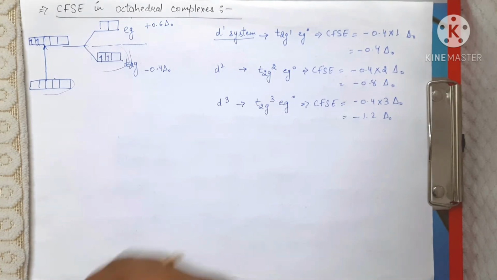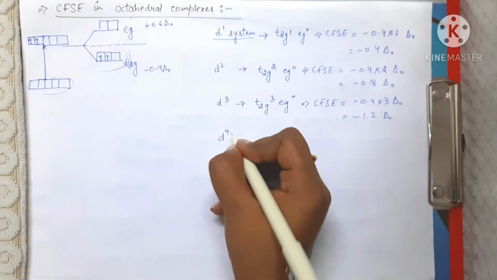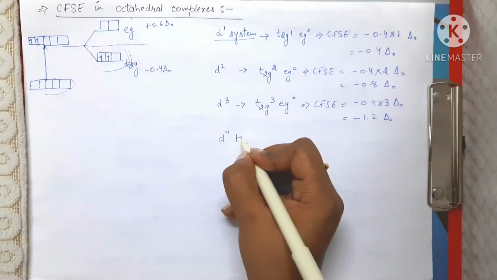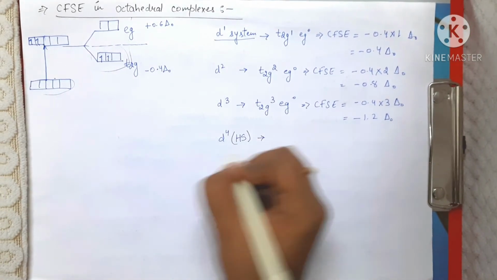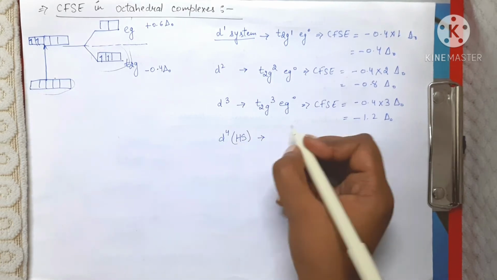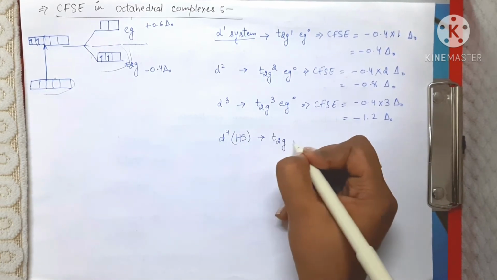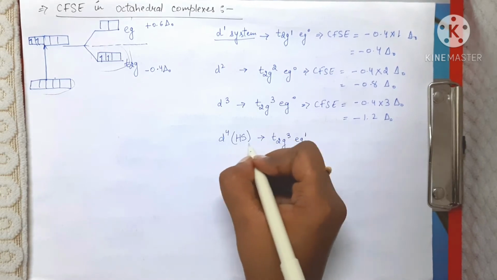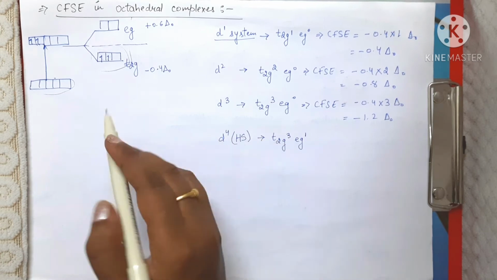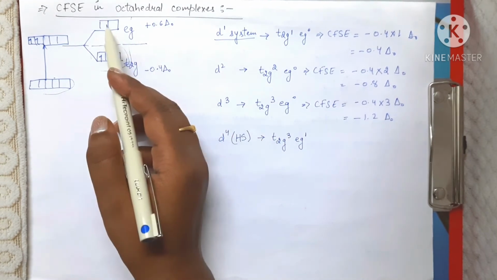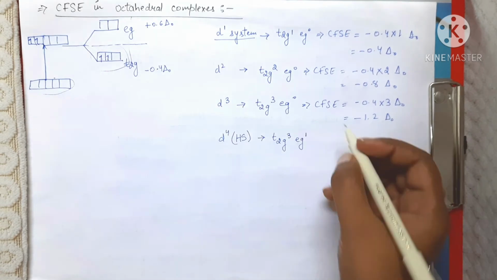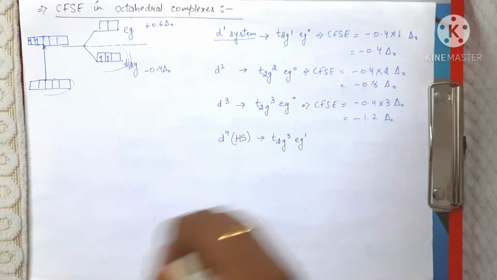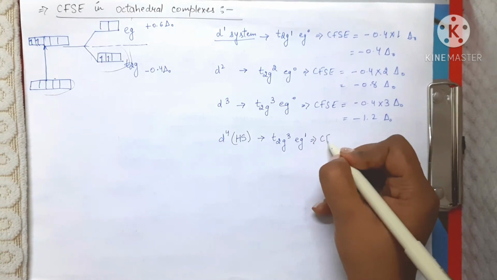Now if we go for the d4 system, it could be high spin or low spin, which we have already studied. So first we are going to deal with the d4 high spin complexes. For a d4 high spin complex, the configuration is going to be t2g3 eg1. In the case of high spin complexes, pairing does not take place. The electron goes to the eg orbital first, right?